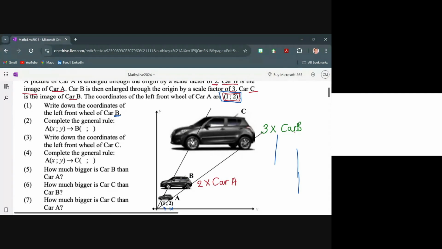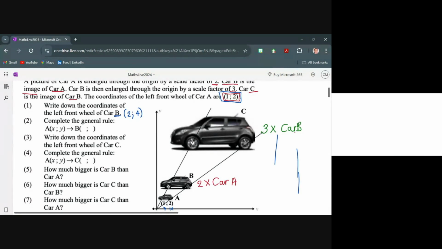Okay, now we want the left front wheel coordinates of car B. But we know that the coordinates of car B are 2 times the coordinates of A. Who wants to tell me what the coordinates of car B are going to be? That's it, absolutely. The answer that we're going to get is 1 times 2. So my X value is going to become 2. And my Y value is going to be 2 times 2, which means it'll be 4. So the left front wheel coordinates of car B are 2 and 4.